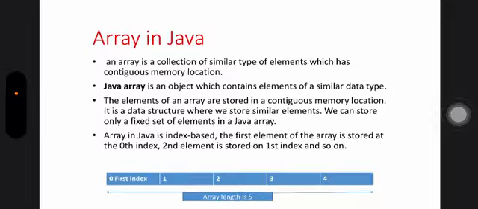An array in Java is index based. The first element of the array is stored at the 0 index. The second element is stored at the first index, and the third element is stored at the second index. These are examples of how Java stores an array with index based values. Here the array length is 5, so the array index starts with 0 and the last will be the fourth.